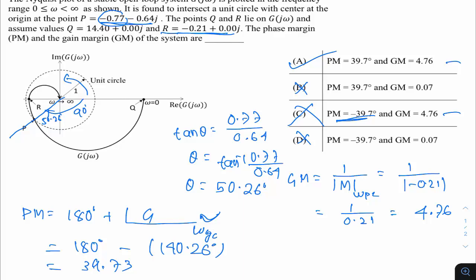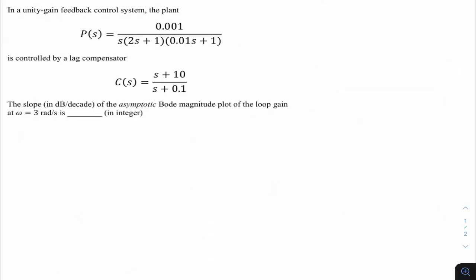So a plot is given, and we need to find the gain margin and phase margin. By sticking to the standard definitions of gain margin and phase margin, we obtain these values. The answer is option A for this. This question was asked in GATE 22 of Instrumentation. This is from the control systems subject and related to the Bode plot and compensator concept.